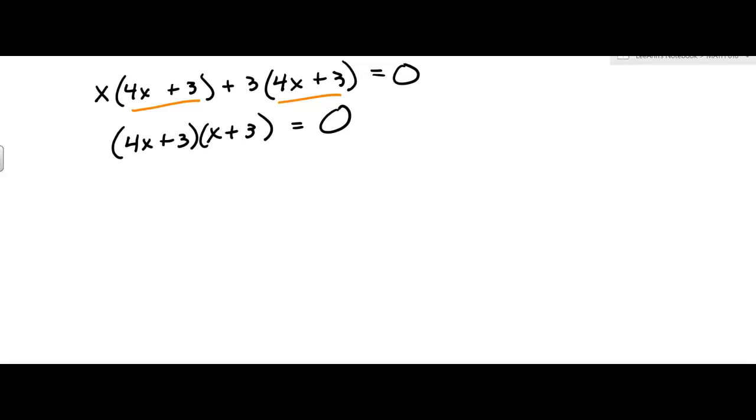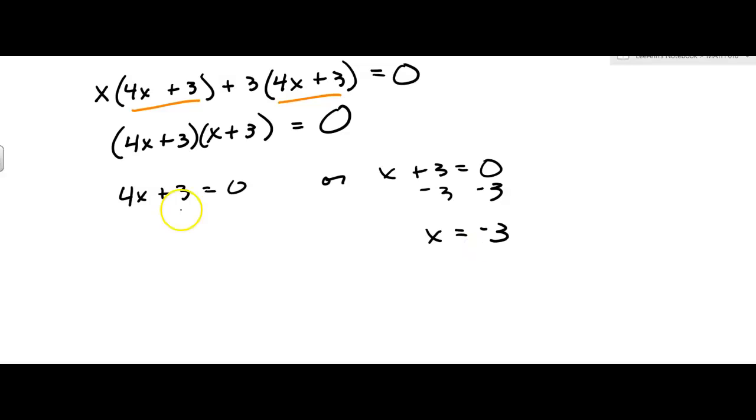Okay, now this is going to be a little bit different than what we had been doing, but we're still going to use the zero product principle, the old ZPP. So we have two factors, either 4x plus 3 equals 0, or x plus 3 equals 0. Now the x plus 3 equals 0, that one's a little bit easier. You get x equals -3.